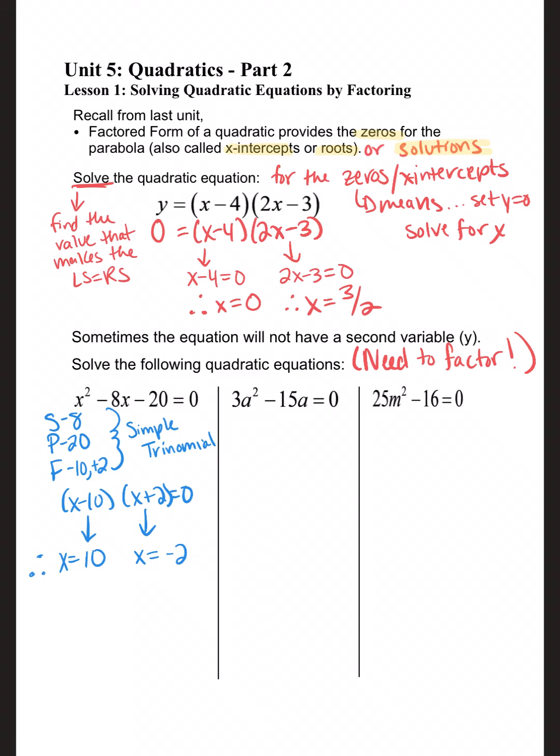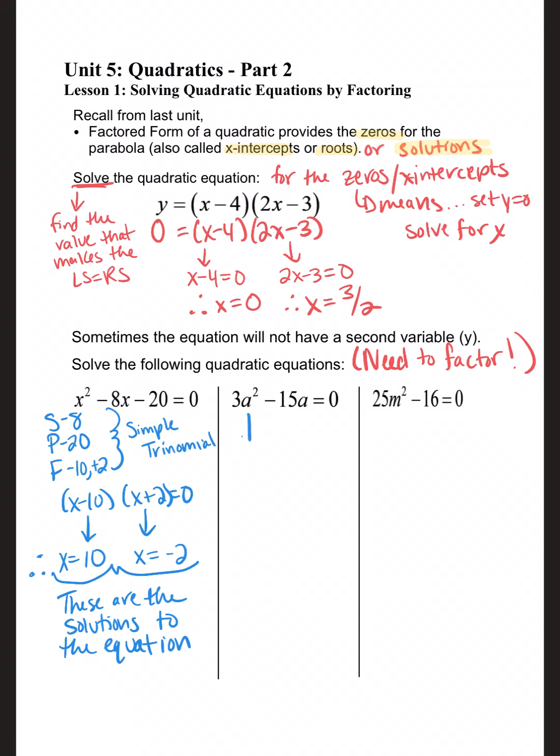Therefore, once again, these values, yes, we've called them our zeros in the past, but these are the solutions to the equation. Meaning if we plug them into the equation, they're going to make the left side equal the right side. Let's take a look at the next one. We have 3a squared minus 15a. We'll have to think about how we factor this. It's not a trinomial, so we shouldn't jump into SPF.